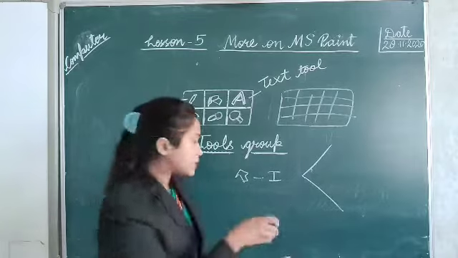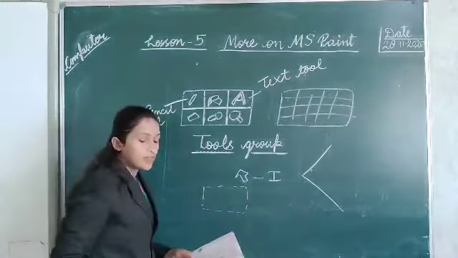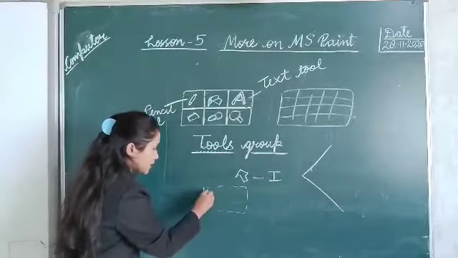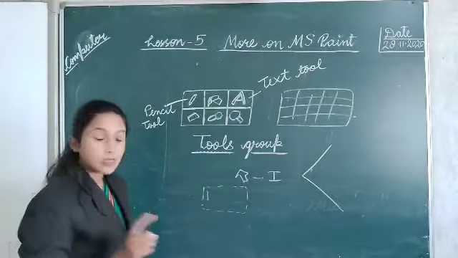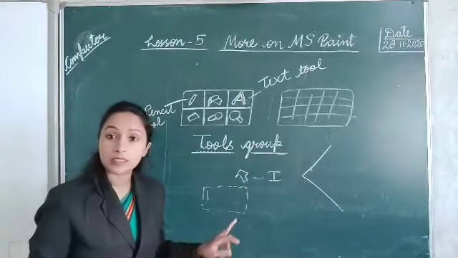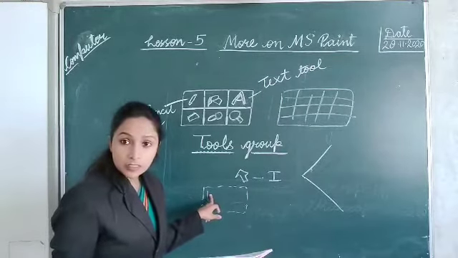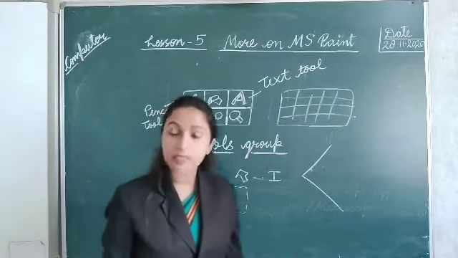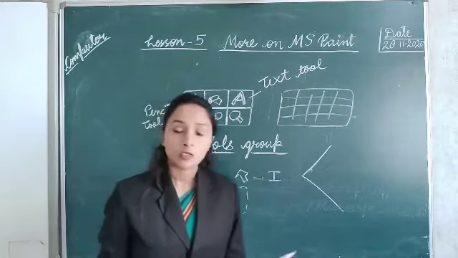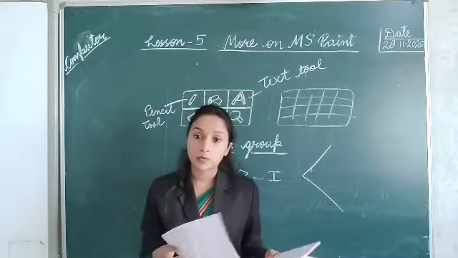The dotted rectangular box will appear with a blinking cursor inside it. Then there you can type the text using the keyboard and you will get the text. Clear? So, understood how to add text.